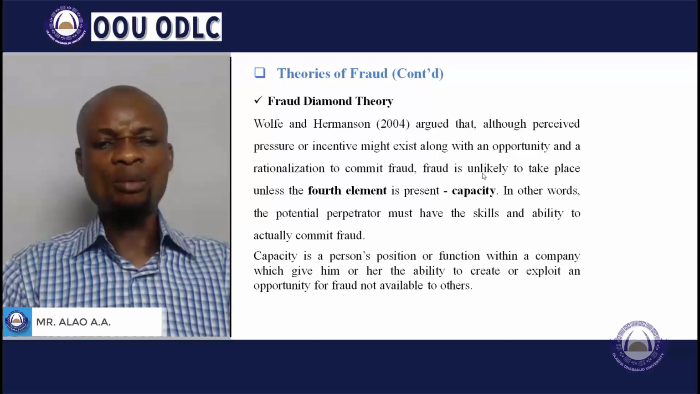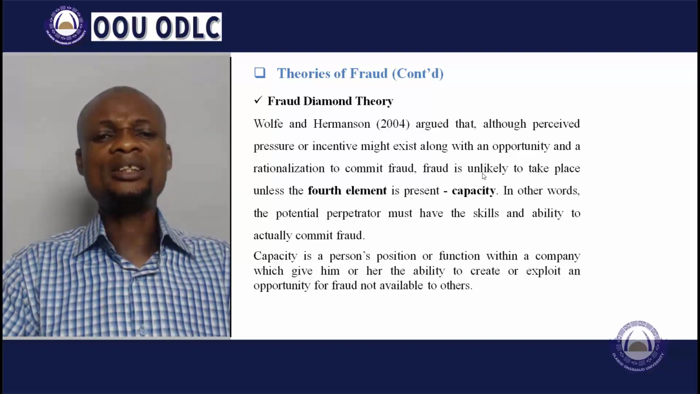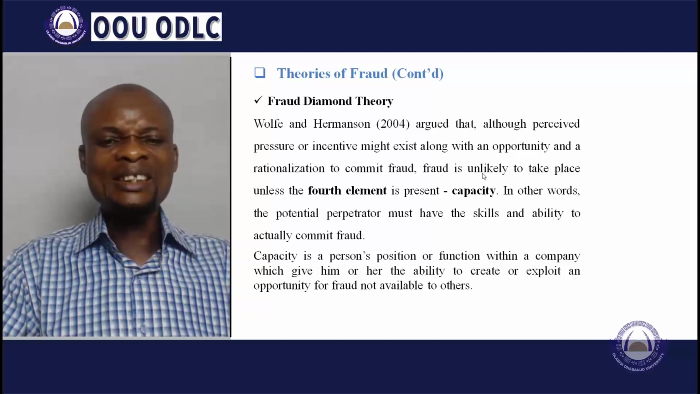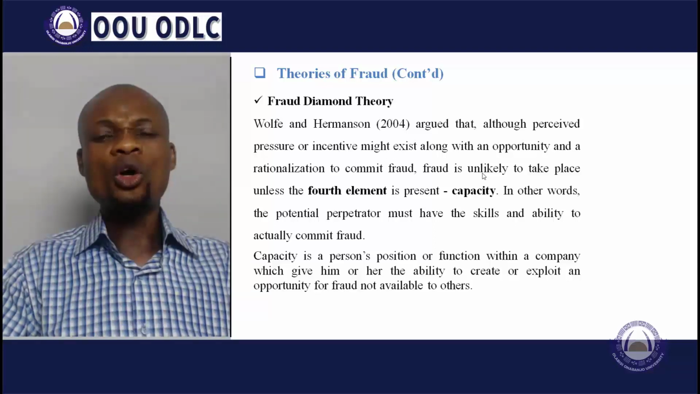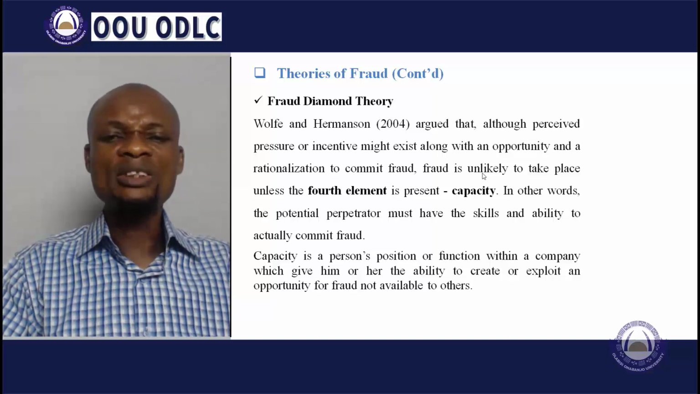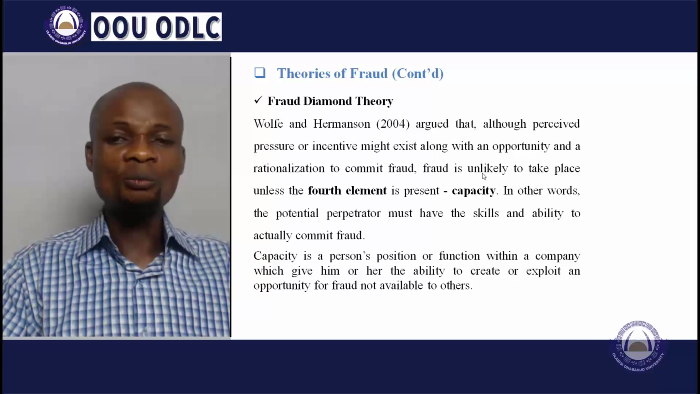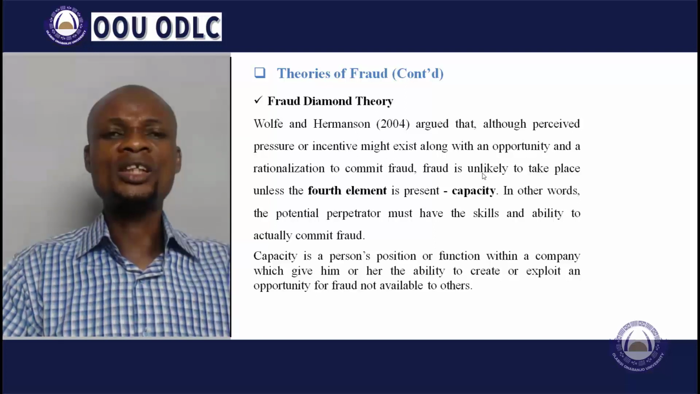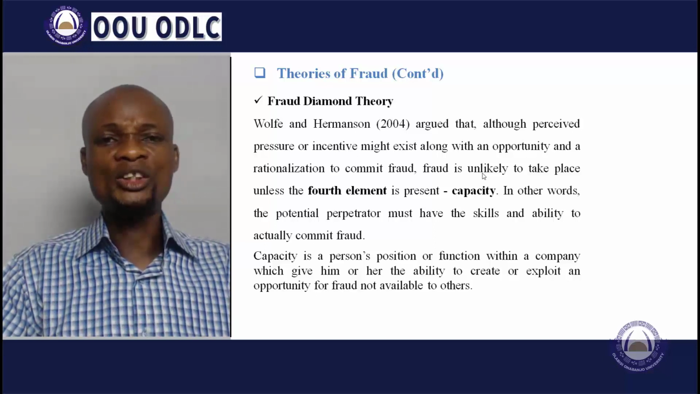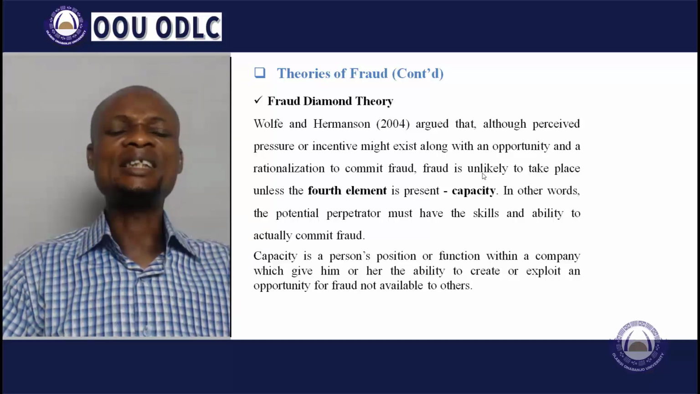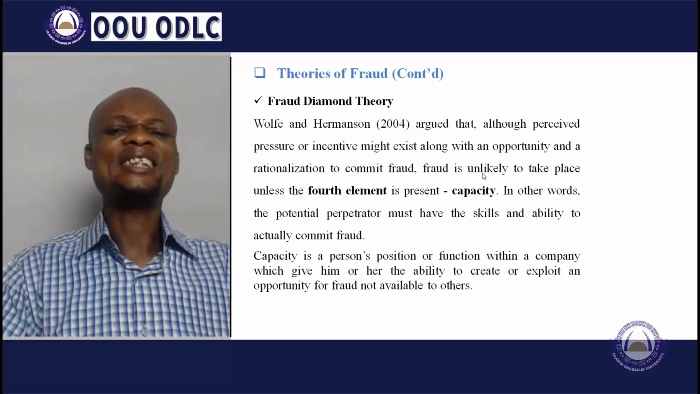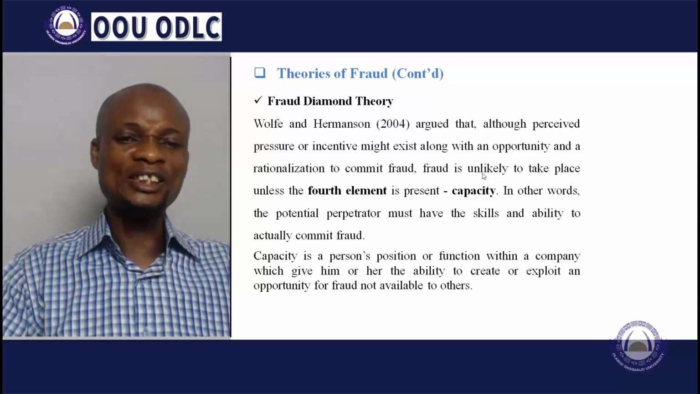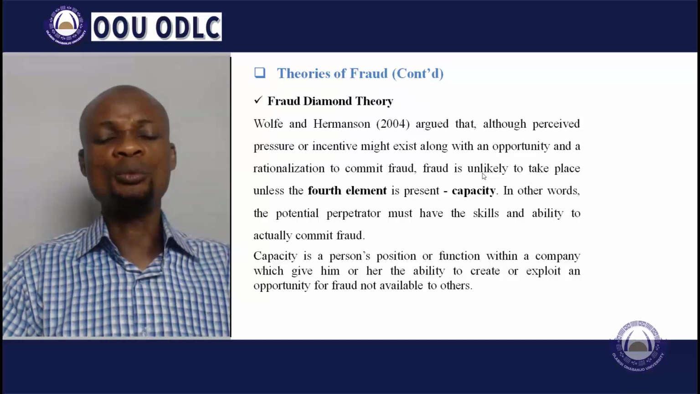That's capacity. That is, capacity as the head of a place, capacity as the controller of a place, capacity as a commander in a place. All these are what people use as one of the yardsticks for engaging in fraud. And this has been proposed by Wolfe and Hermanson in 2004 under the fraud diamond theory. So learners, what we have said is that the fraud diamond theory is an extension of the fraud triangle theory, which added capacity to make the elements of fraud four.